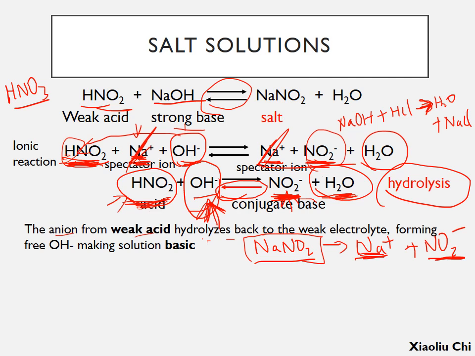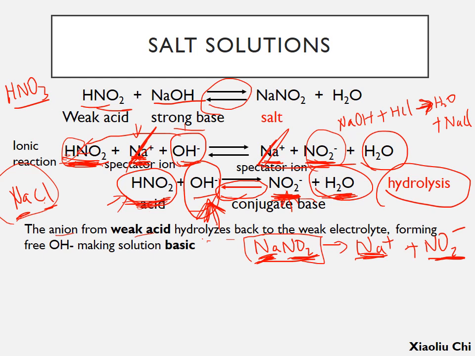If the salt, for example, sodium chloride, comes from a strong acid and a strong base, they both are spectator ions. They do not participate in the reaction, so the sodium chloride does not affect the pH value. It's neutral. But sodium nitrite, all right, this salt is basic because sodium comes from a strong base. It's a spectator ion. Nitrite is not.